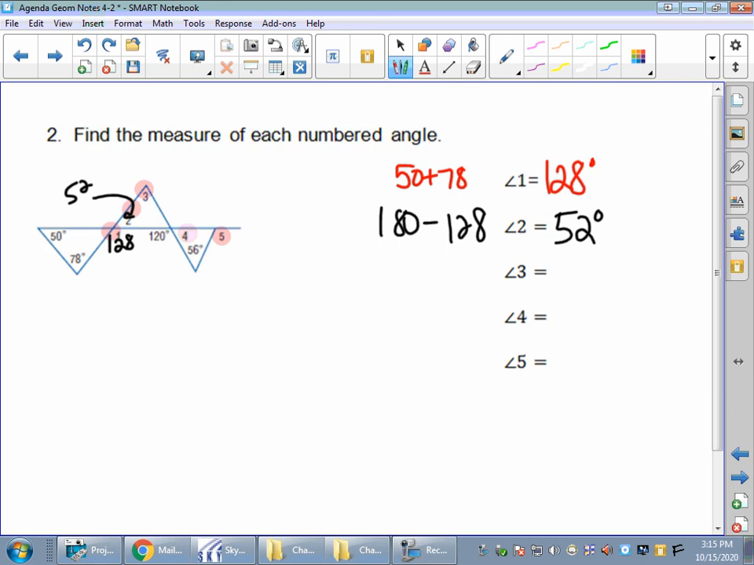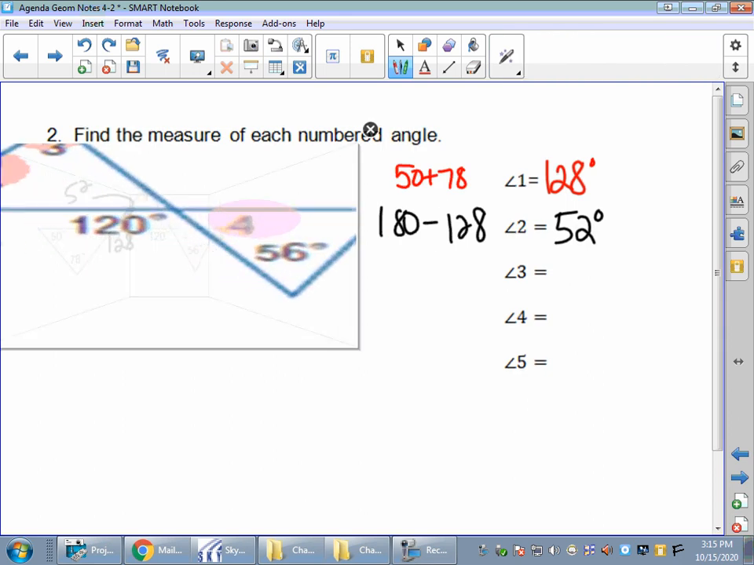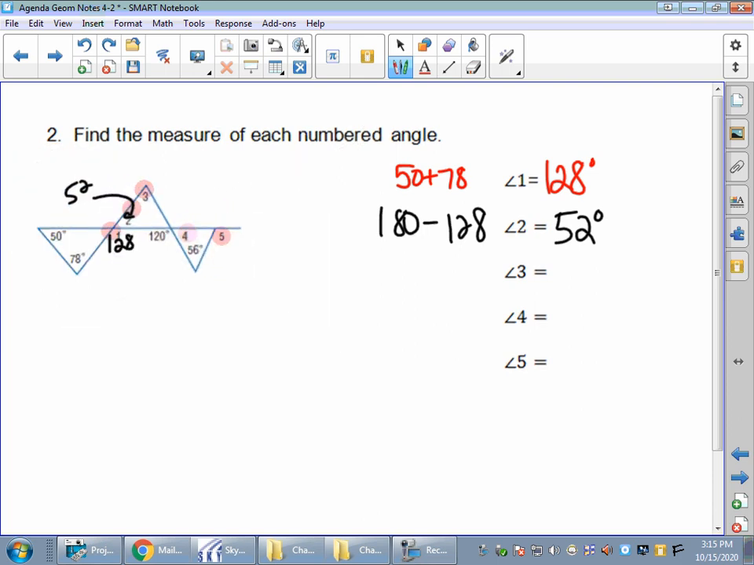Maybe you skip angle 3 for a minute because I see angle 4 over here. Angle 4 and the 120 degrees, those two are supplementary. Do you see that these are making up a straight line? If I go from the 120 to where angle 4 ends, that's a straight line, 180 degrees. So angle 4 is equal to 180 minus 120, or 60 degrees.